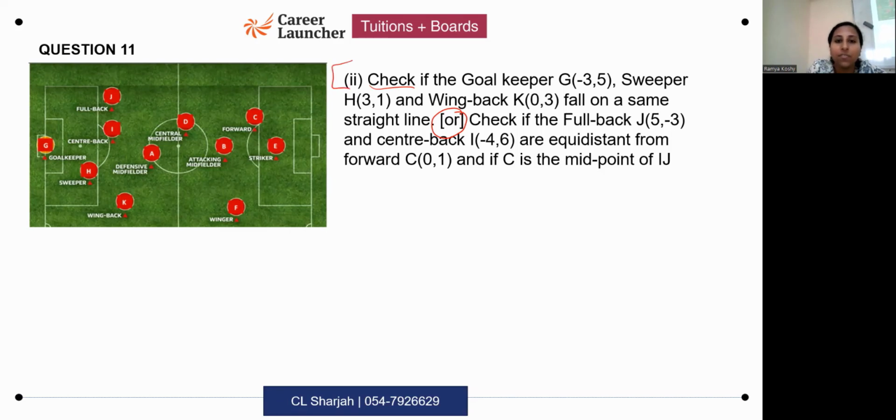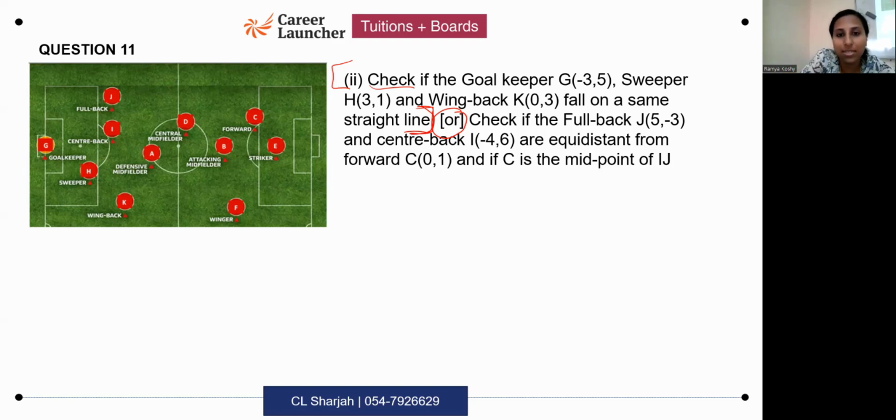First one, check if the goalkeeper, sweeper, wingback fall on a same straight line. What is the logic for this? What concept in coordinate geometry do you use for this? To check whether 3 points are on a single line? Not centroid, centroid is for a triangle. Here we are talking about 3 different points. I want to confirm whether it is on one single line. Collinear. How do you check collinearity?